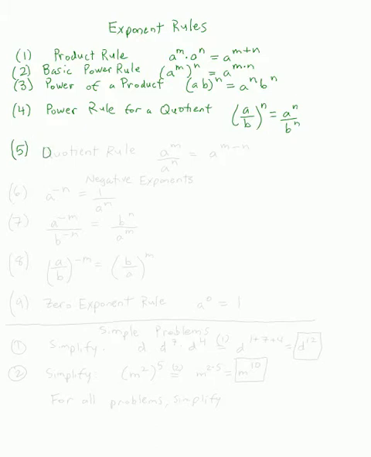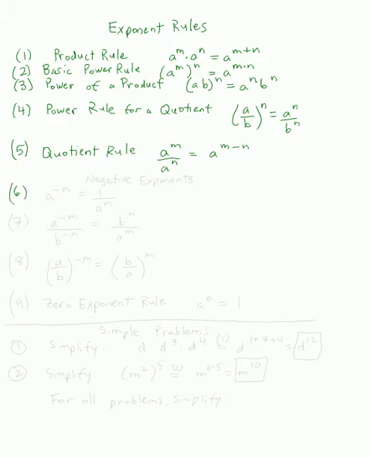Rule 5, we have the quotient rule. Now, this is an analog to rule number 1. Rule number 1 says that if you multiply powers, you end up adding the exponents. Well, the quotient rule says that if you divide the powers, then you actually subtract the exponents. Notice, by the way, that it's top minus bottom. That's very important. You'll see why a little bit later.